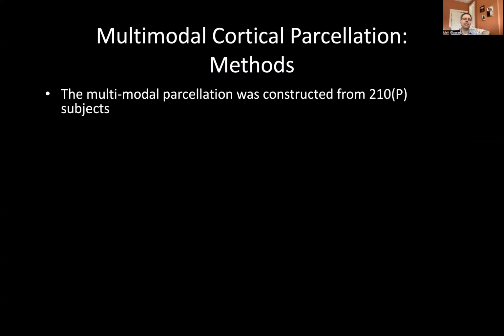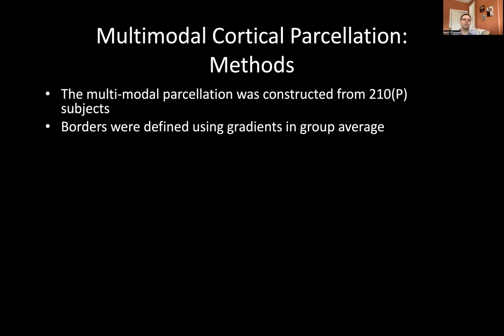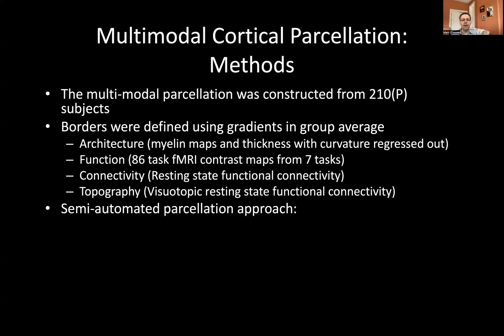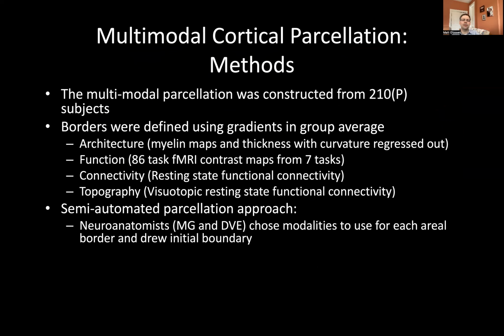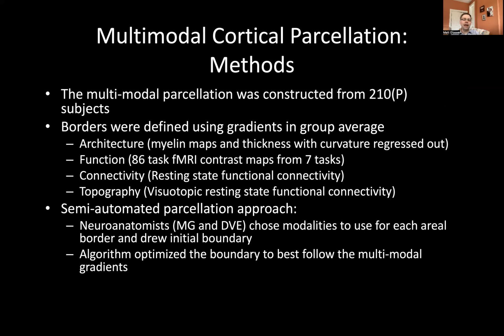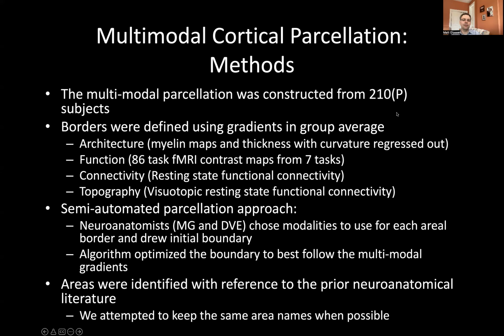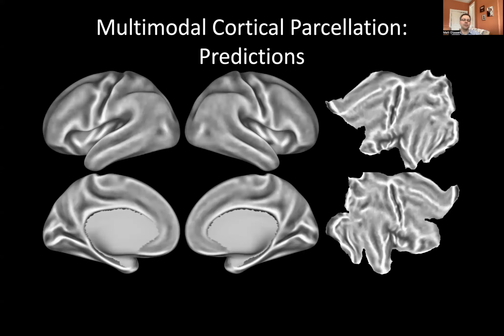So the multimodal parcellation was constructed from the 210P parcellation group of subjects using borders defined on gradients and group average architecture, function, connectivity, and topography. We use a semi-automated approach where the neuroanatomists chose the useful modalities for each areal boundary and drew an initial border, and then an algorithm optimized the boundary to best follow the multimodal gradients. And these areas were defined with reference to the prior neuroanatomical literature, keeping the same names when possible.